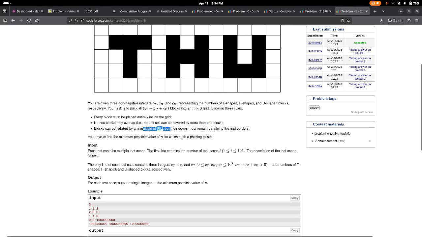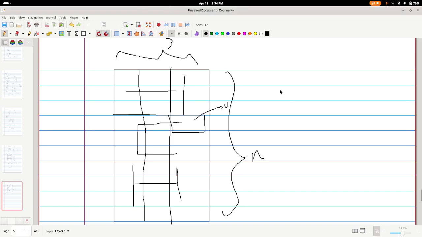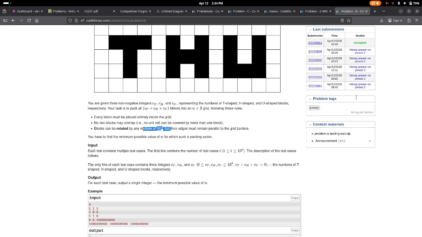Blocks can be rotated by any multiple of 90 degrees. So you can write T like this, or like this, like this, like this. Basically, you get the point. You have to find the minimal possible value of n for which such a packing exists.